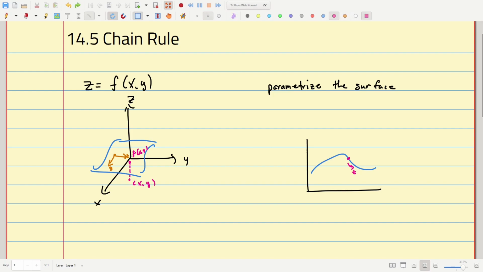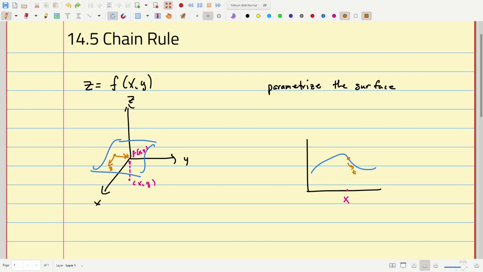I switched my colors, I didn't mean to do that. This, right? X is a variable of the coordinate system, and we can have instead a parameter that exists on the curve. The one that we would choose would be arc length, for instance, right? But there's a difference here.